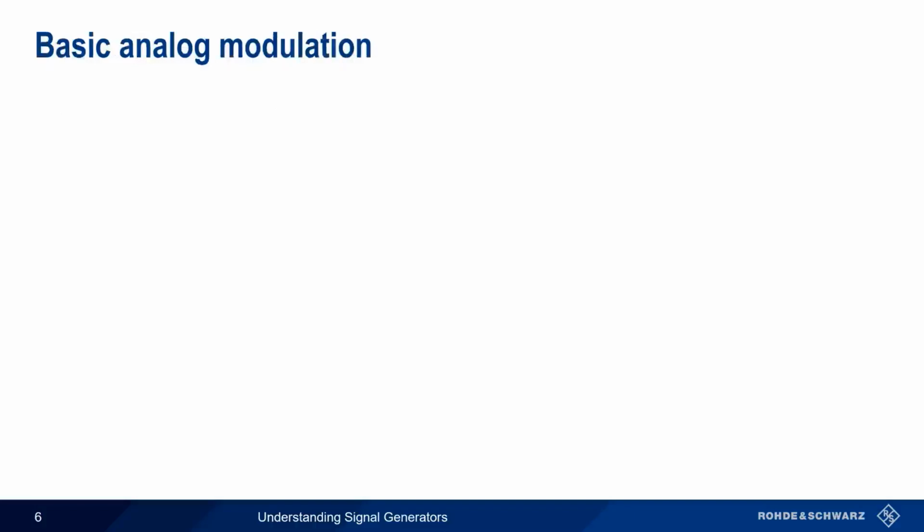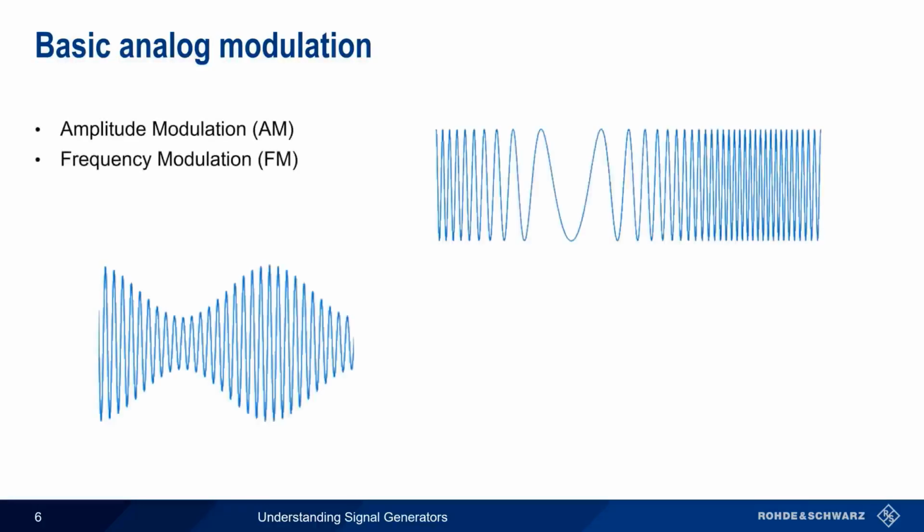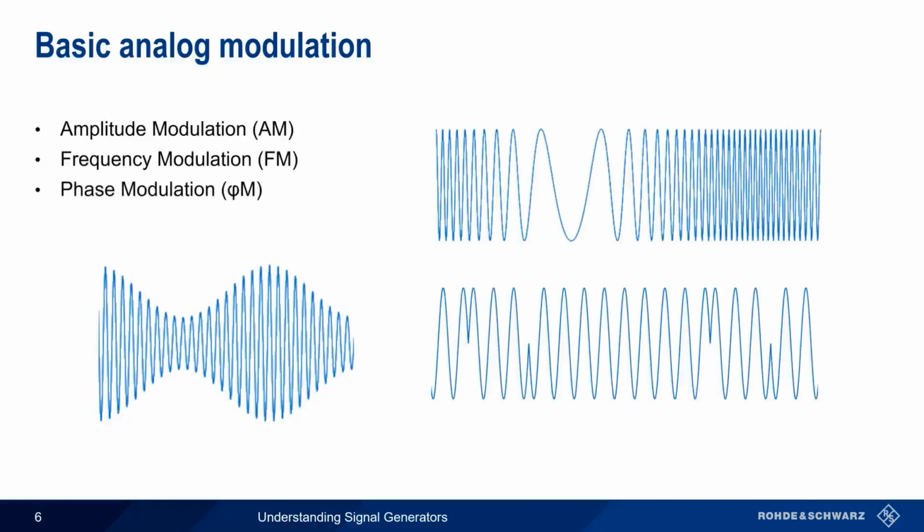In addition to CW signals, an analog signal generator can also generate signals with analog modulation. As we've already mentioned, the three basic types of analog modulation are amplitude modulation, frequency modulation, and phase modulation. Despite the tremendous growth in digitally modulated signals, analog modulation is still very important for many applications, and is still used in a wide variety of design, test, and debug scenarios.